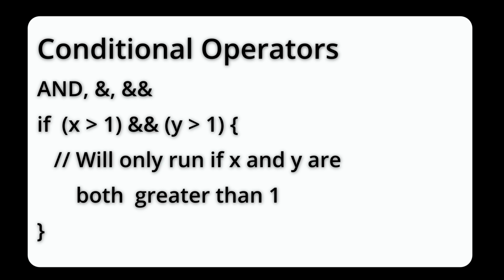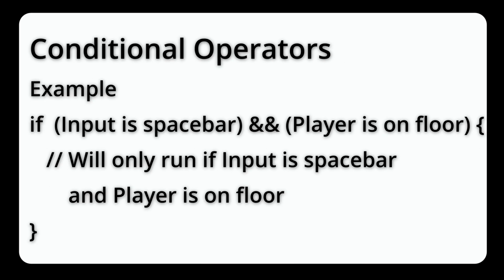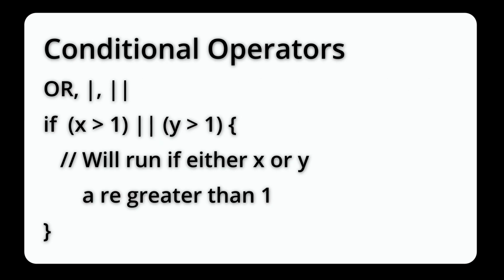If we combine conditions using the AND conditional operator, sometimes symbolized with a single or double ampersand, then the condition will only return true if both the first and second condition are true. For example, the block of code within this if condition will only run if the input is a spacebar and the player is on the floor. If only one of these conditions are met, then this if condition will not be true. However, for the OR operator, we only need one of the conditions to be true in order for the block to run.